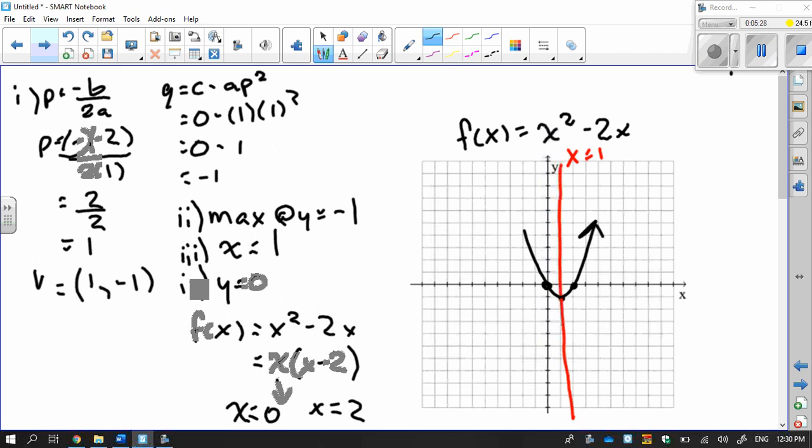Domain, x is an element of the real numbers. And range, y must be greater than or equal to -1 such that y is an element of the real numbers. Next one.